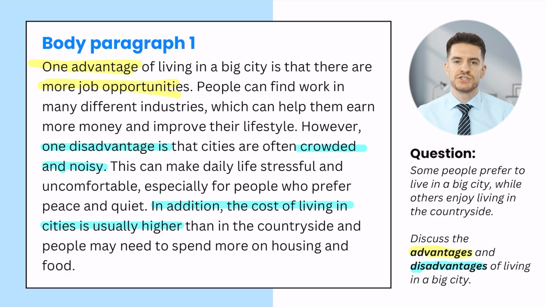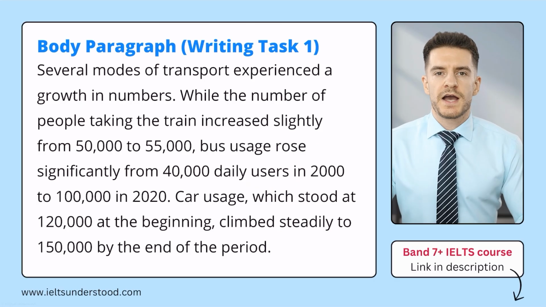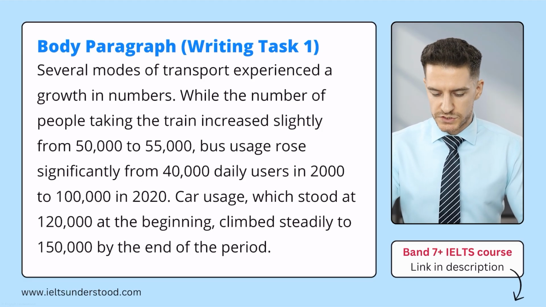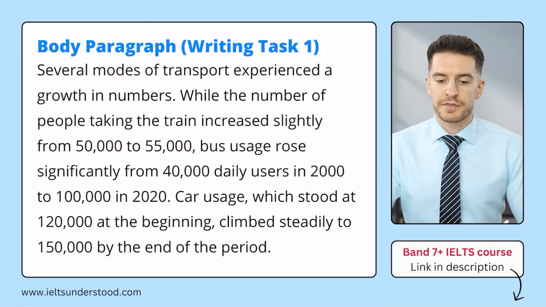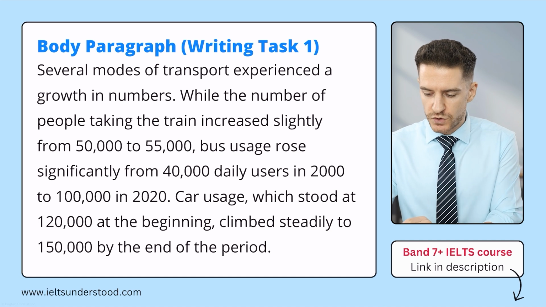So just remember the general rule is one topic in one paragraph. Tip 4, use different sentence types, simple and complex. So if you have a look at this body paragraph for writing task 1, which is on the screen now, you see that there are 3 sentences. And each sentence is slightly different in its structure. So let's quickly look at each sentence and talk about it.